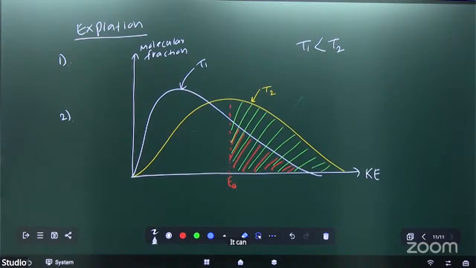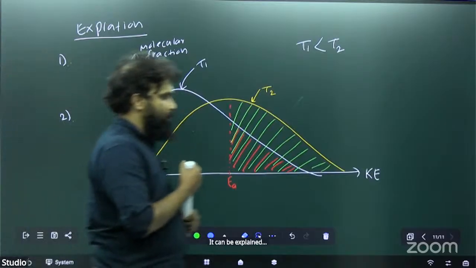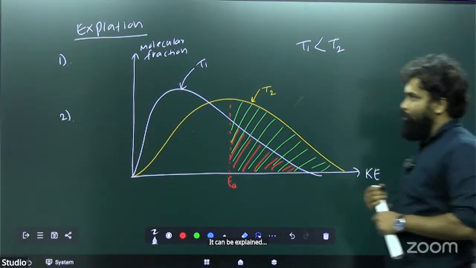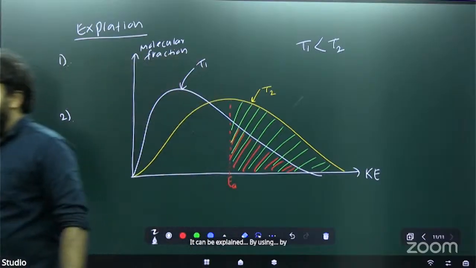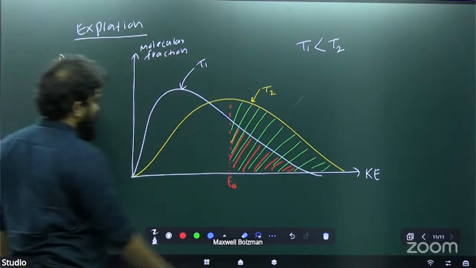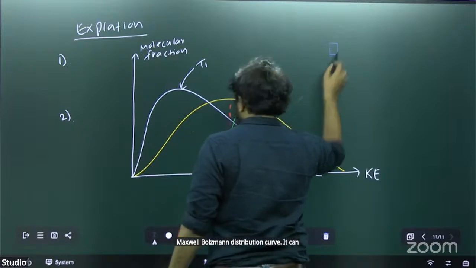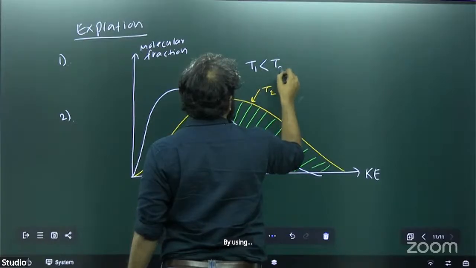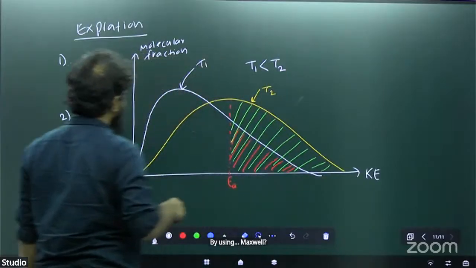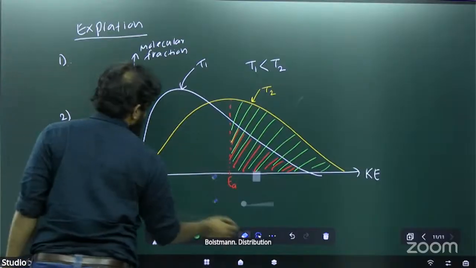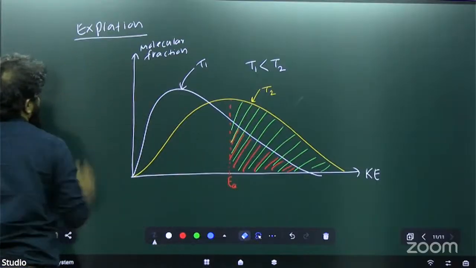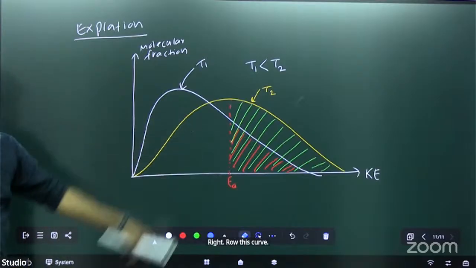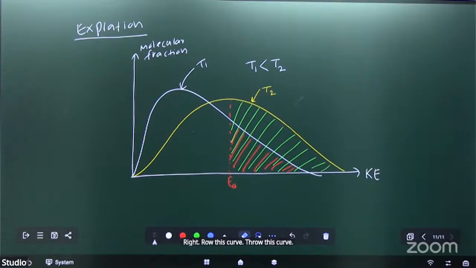It can be explained by using the Maxwell-Boltzmann distribution curve. Draw this curve.